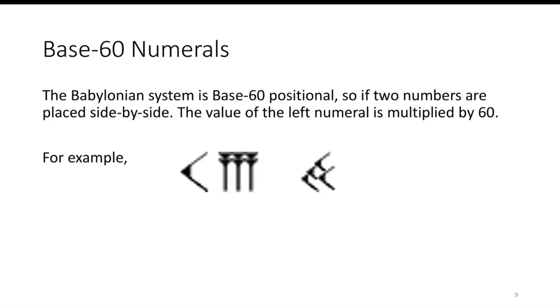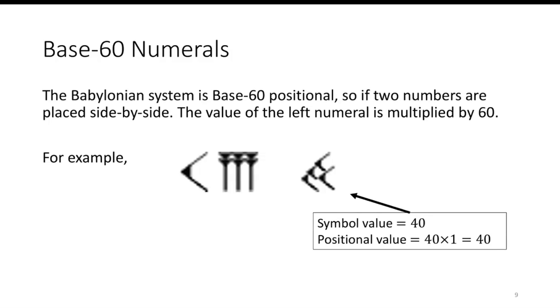The Babylonian system is base 60 positional, so if 2 numbers are placed side by side, the value of the left numeral is going to be multiplied by 60. So, for example, the one on the right is made up of those 4 eyeball symbol shapes that are 10s. So that comes out to be a symbol value of 40. It's in the far right, so the positional value is 40 times 1, or 40.